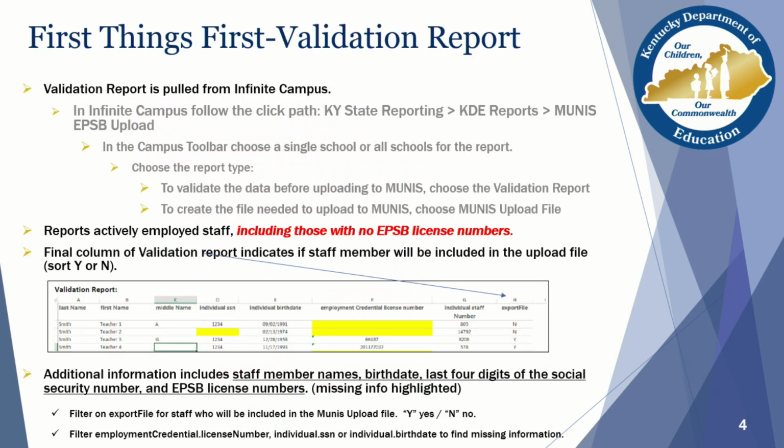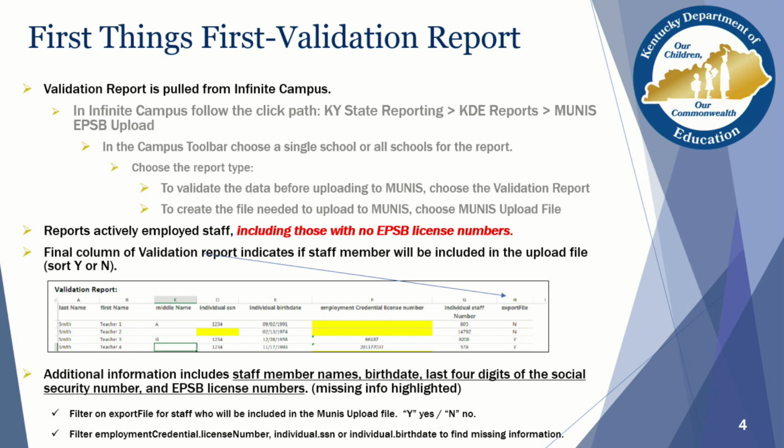First things first, we're going to look at the validation report, and this is pulled from Infinite Campus. You'll see your path here to the EPSB upload in Infinite Campus. You'll go to the toolbar and choose whether you're looking at a single school or all the schools for the report. Then you'll choose whether you're choosing the validation report or the Munis upload file.